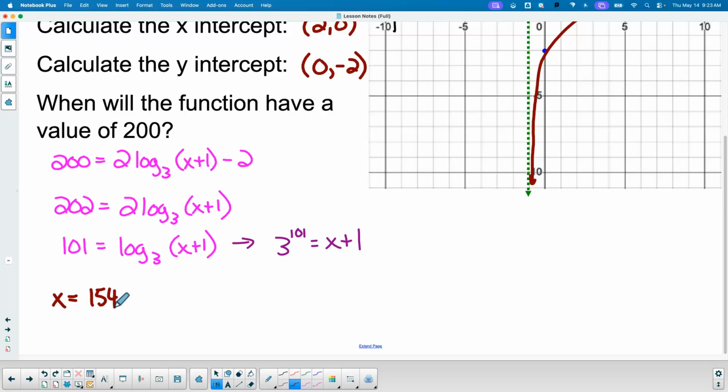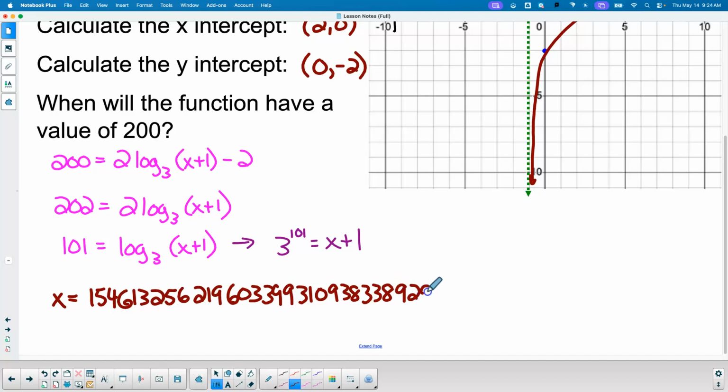1, 5, 4, 6, 1, 3, 2, 5, 6, 2, 1, 9, 6, 0, 3, 3, 9, 9, 3, 1, 0, 9, 3, 8, 3, 3, 8, 9, 2, 9, 6, 8, 6, 381 810 632 256 6002.